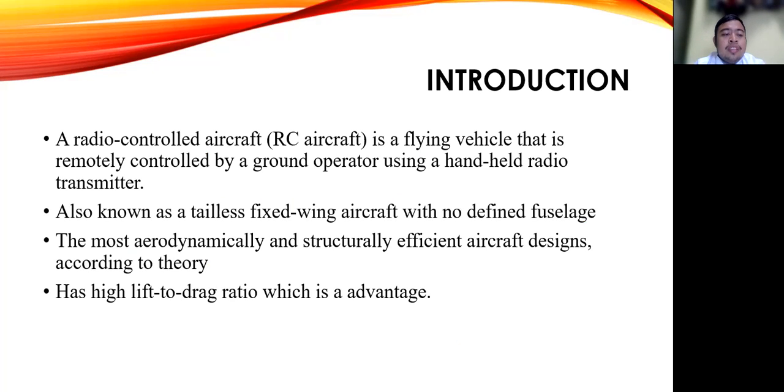Now, we go to the introduction of the study. A radio control aircraft is a flying vehicle that is remotely controlled by a ground operator using a handheld radio transmitter. Flying wing is also known as a tailless wing aircraft with no defined fuselage. One of the advantages of the flying wing is the high lift to drag ratio. Flying wing also is an aerodynamically efficient aircraft design according to the theory.